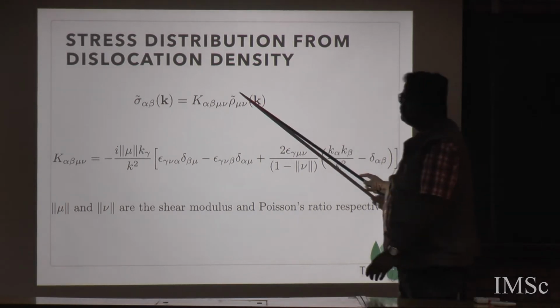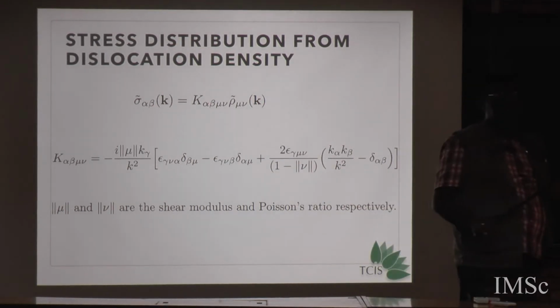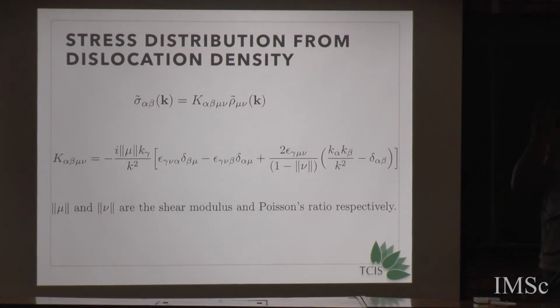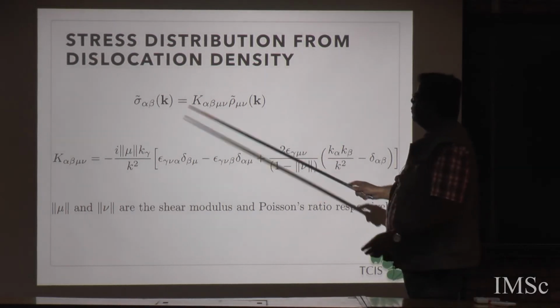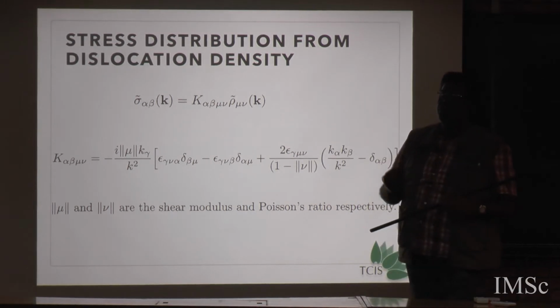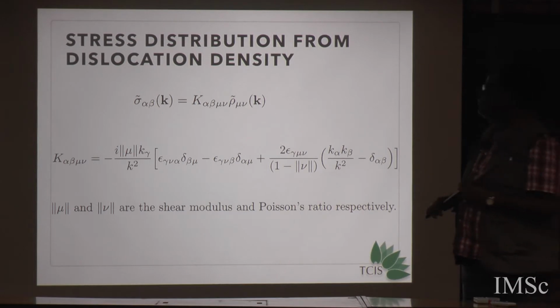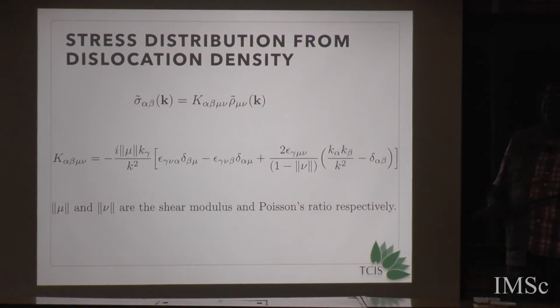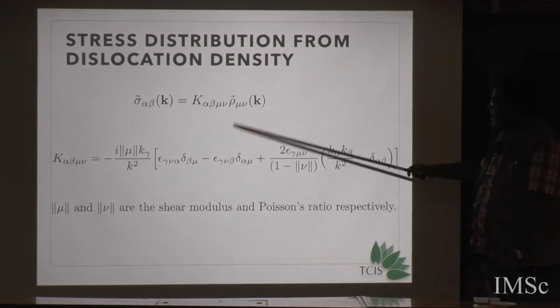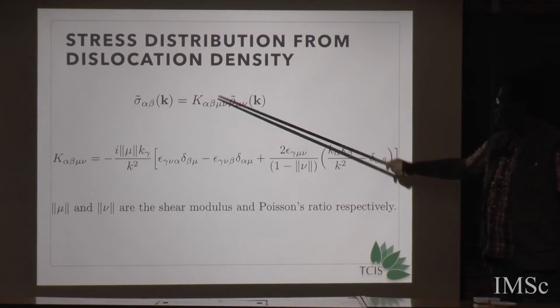And this calculation one can do, and I have sort of cited this thesis by Limkumnerd, and it's there on the net. So if anyone wants to go through this calculation, it's sort of straightforward but tedious. But all that you have to do is that you know the stress distribution of a single dislocation and then convert it to a dislocation density. And that can be done in Fourier space somewhat easier. And this is the Fourier space expression for this kernel.